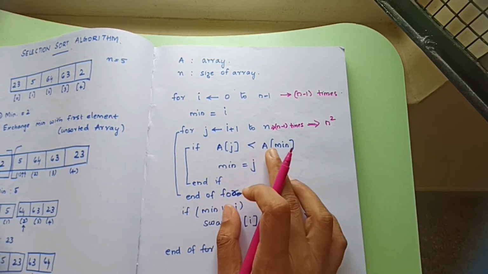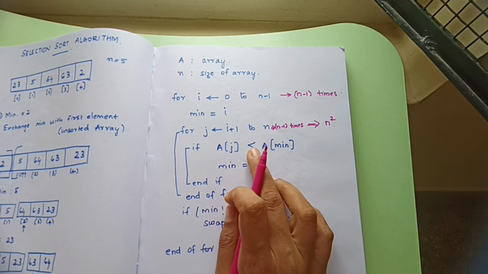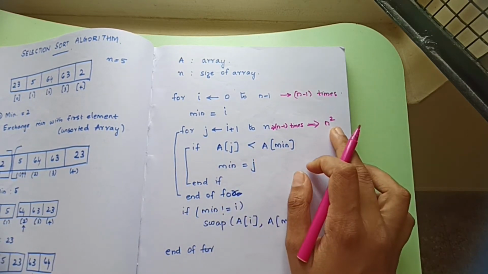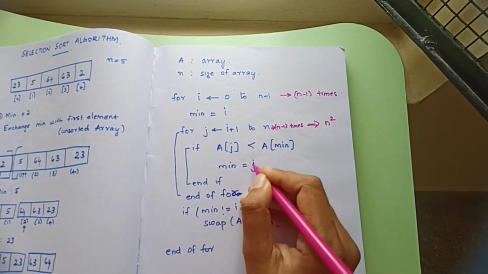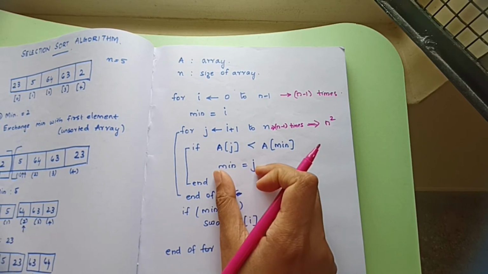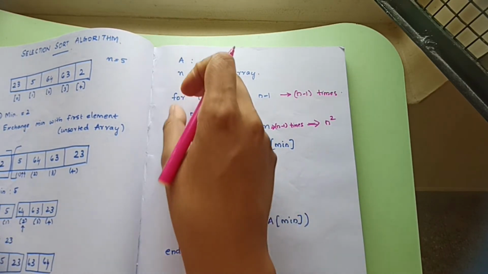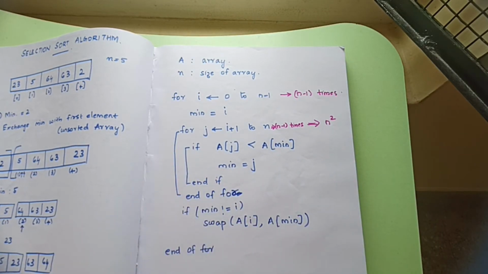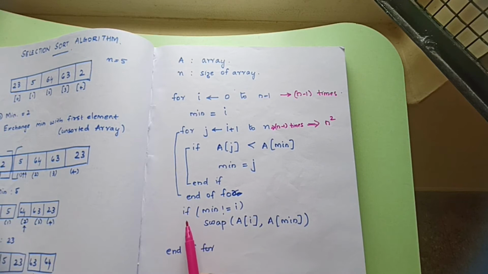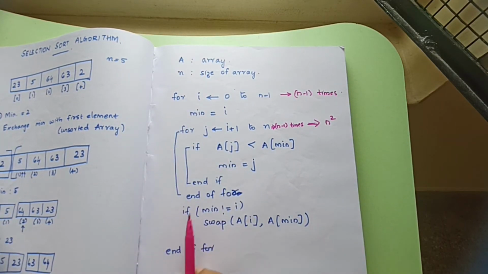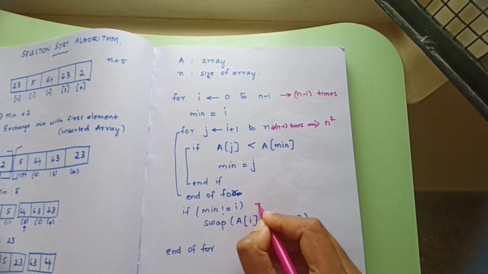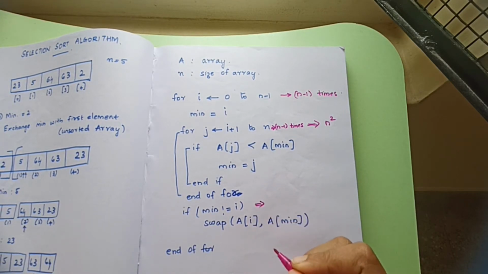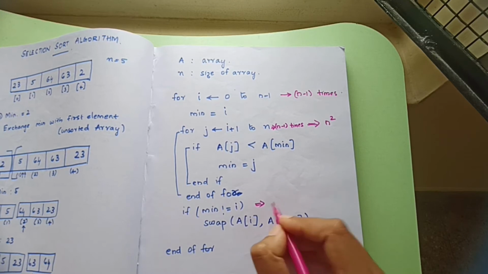If the if condition is satisfied, how many times will this if run? The if will also run n square times. This simply executes a constant number of times, but since it is within this for j and i loop, this also will execute that many times if the condition is satisfied. So next is this if condition. This is within this for loop, and therefore it will get executed how many times? n minus 1 times.